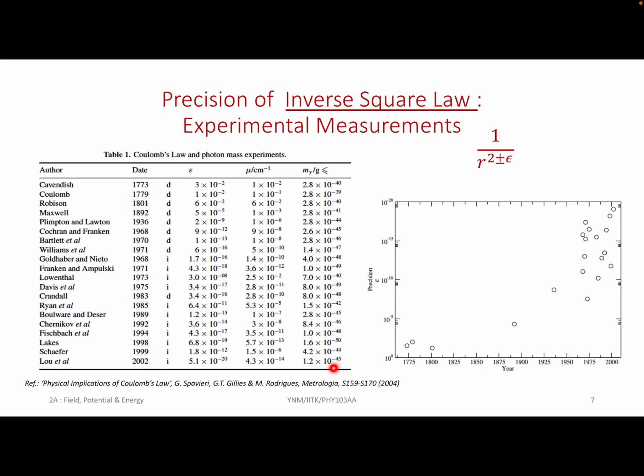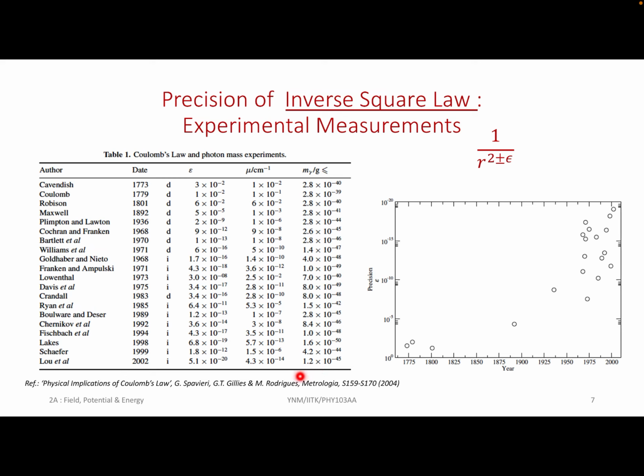Or its associated inverse Compton length is 4.3 times 10 to the minus 14. If you do not know this, don't worry, but these two are related. And so if even the slightest mass of the photon is detected by experiment, that would change our conception of the physical world in many, many ways.